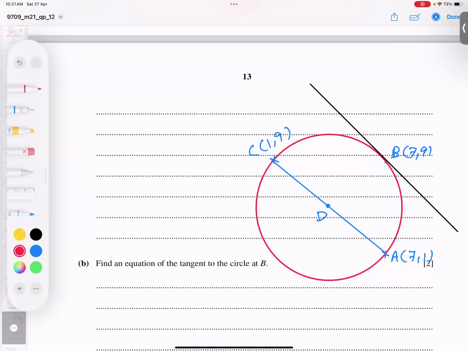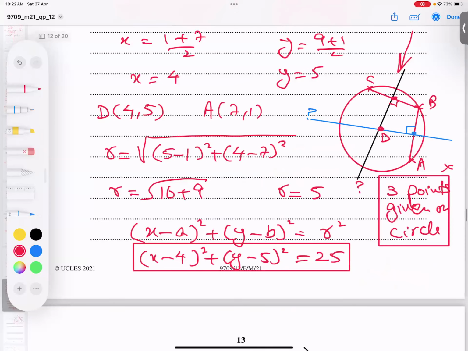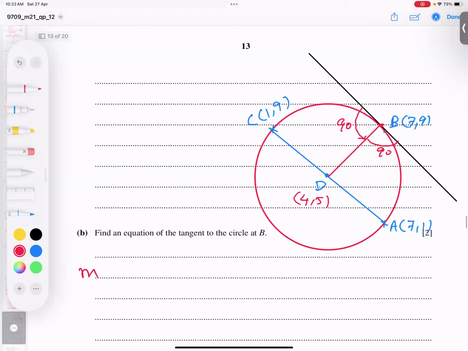When I join the B coordinate with this one, there's always 90 degrees. And basically, what is the center? 4, 5. Let me check. Yeah, 4, 5. So what is my target? The equation of the tangent is my target. What is the technique? I will find the gradient of the radius. Yes, radius, correct. Radius is this.